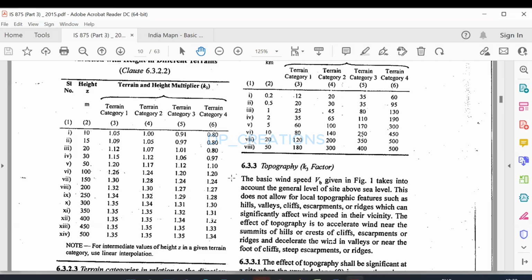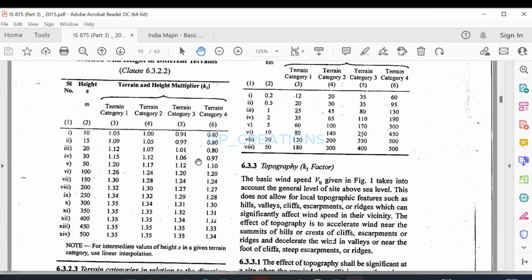1.05 means 5% extra than the basic wind speed, because you are feeling huge wind speed with gust. And category 2, as I told, Vb is taken from category 2 only, that's why it's 1. Then category 3 is closely spaced, so wind speed will be much lesser than category 2, that's why it is 0.91. And for category 4, it's very closely spaced, almost no wind. Very little wind we will find, that's why it is 0.8, a 20% decrease of the basic wind speed.